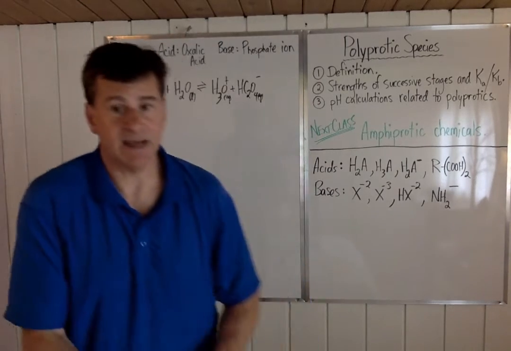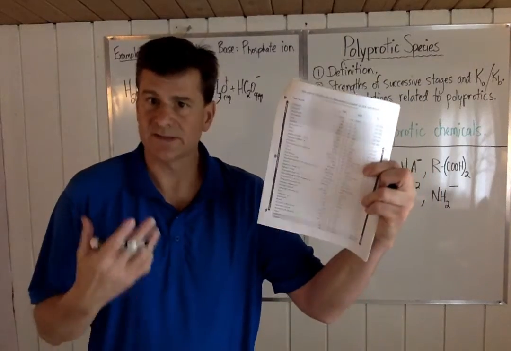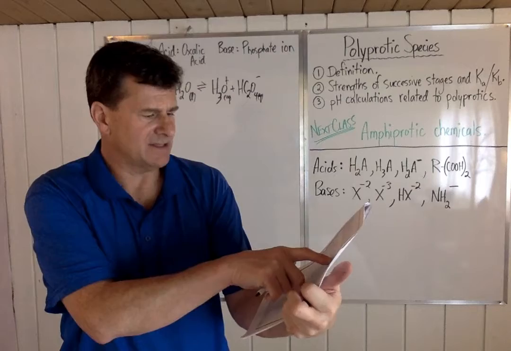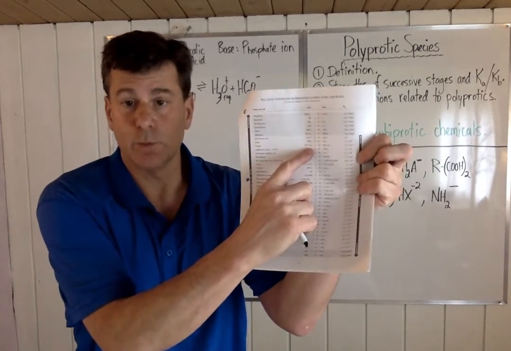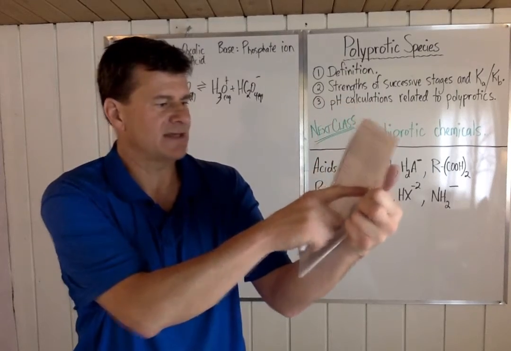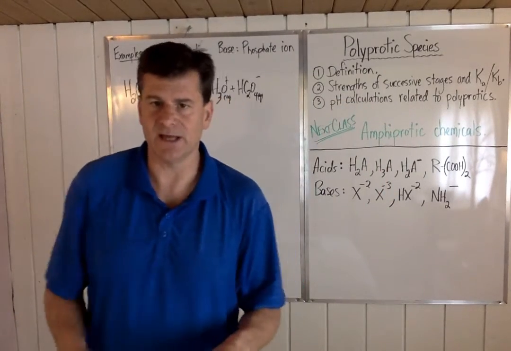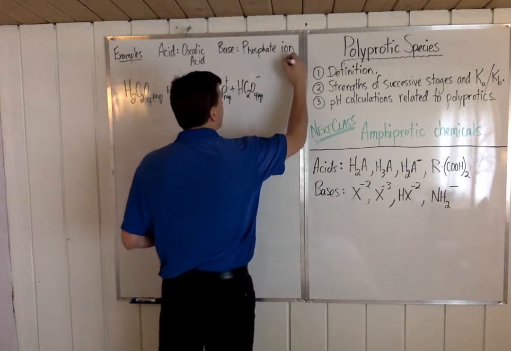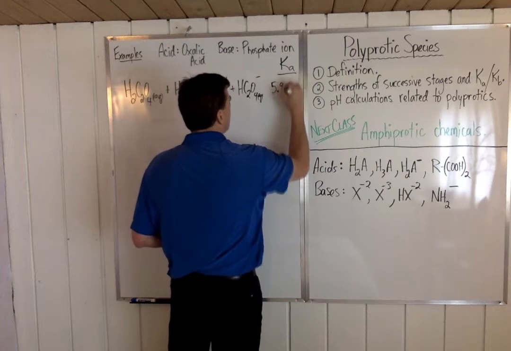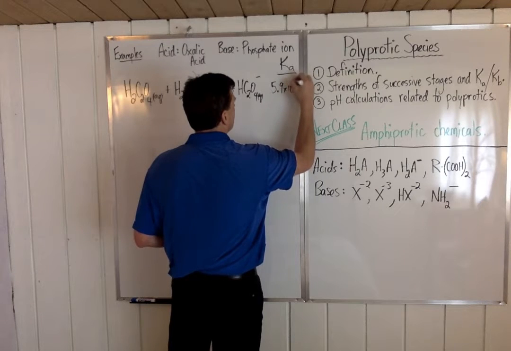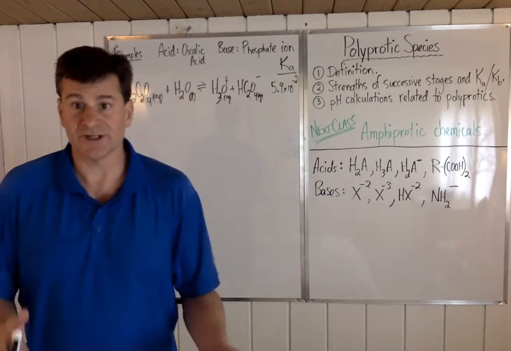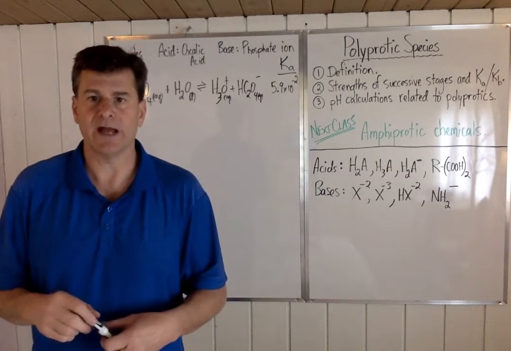Looking at my Ka table, this thing's kind of critical. I look at oxalic acid, and where is oxalic acid on here? It's up near the top. As weak acids go, oxalic's actually pretty good. Oxalic acid has a Ka of 5.9 times 10 to the negative 2. So it's not bad. As weak acids go, it's not bad.